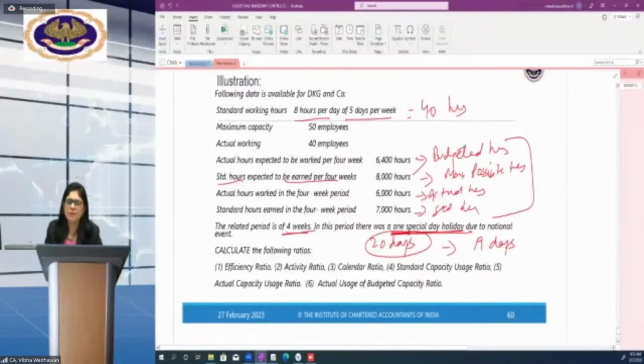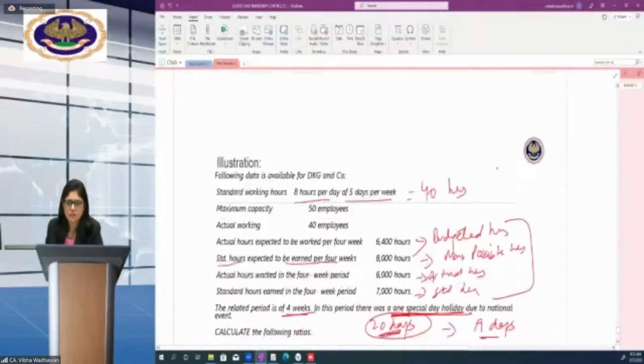Clear? With this information, we can go to the question, calculate efficiency ratio. So you have noted down. Let me also note down. Budgeted are 6,400. Maximum are 8,000. Actual are 6,000. And standard are 7,000. Budgeted days are 20 days and actual days are 19 days. So all this information will be required. Take a note of all this information, please. Plus budgeted days 20 and actual days 19. This could be the maximum possible days also.